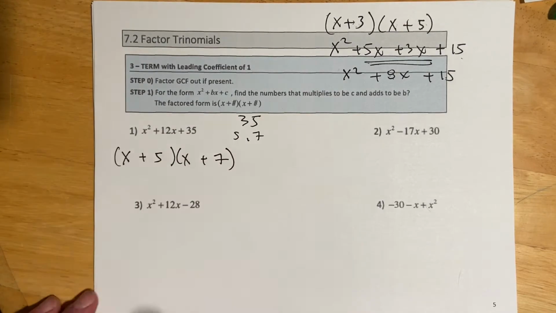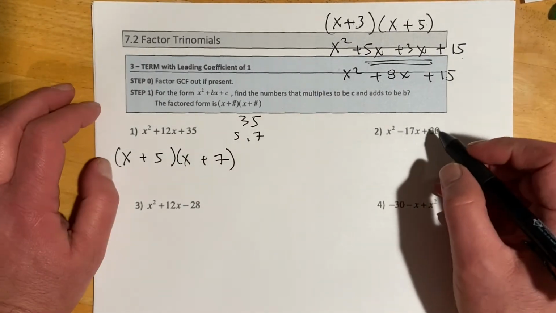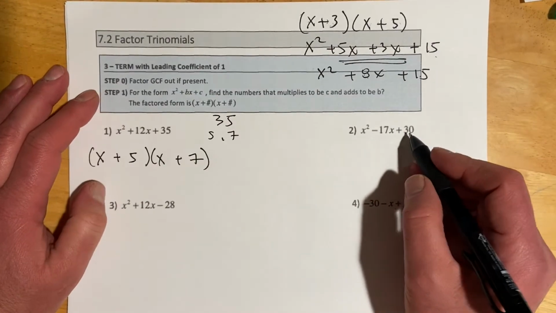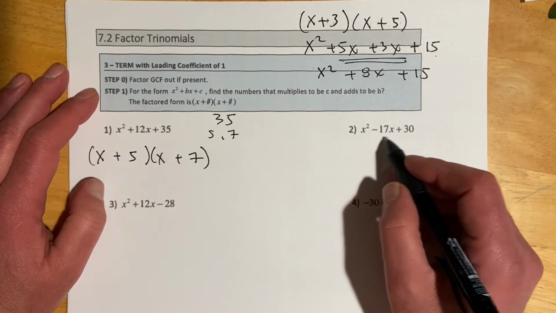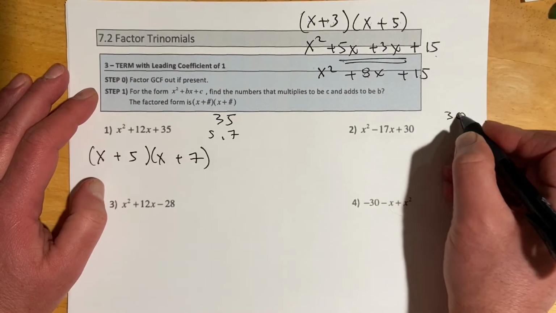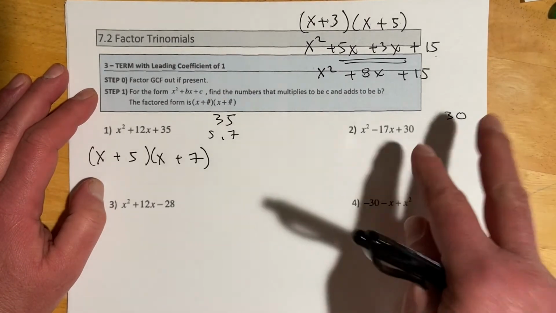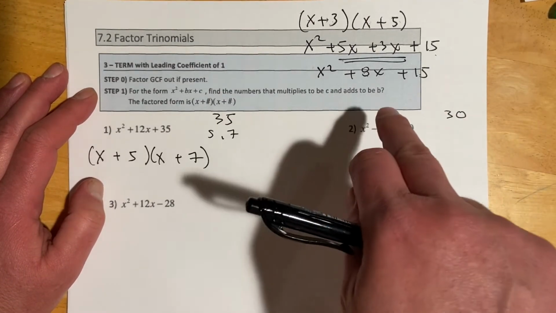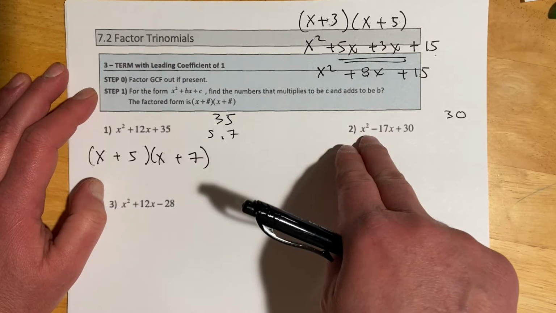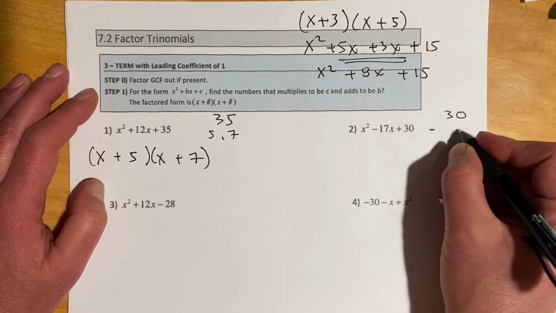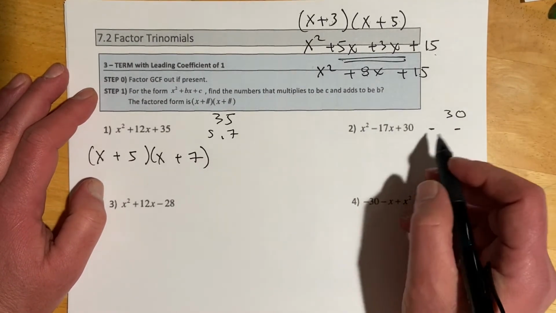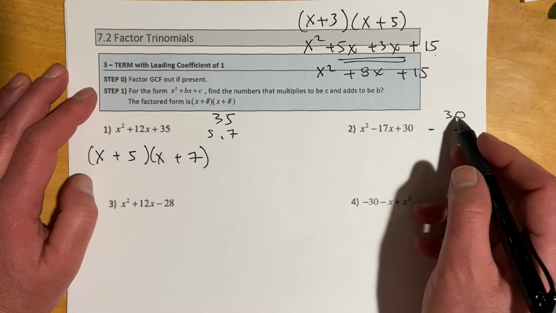For this next one, we're looking for two numbers that multiply to be 30 and add to be negative 17. So since, again, this is a positive number, what that tells me is both the numbers have to have the same sign. They're either both positives or both negatives. Since this time my cross term, or that middle term, is a negative, I know both numbers have to be negatives.